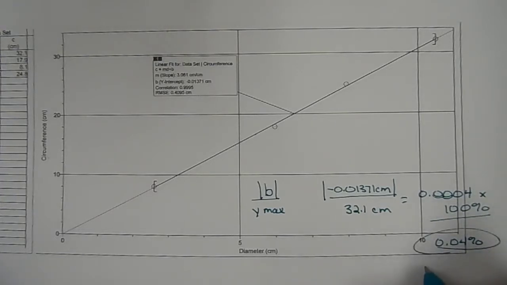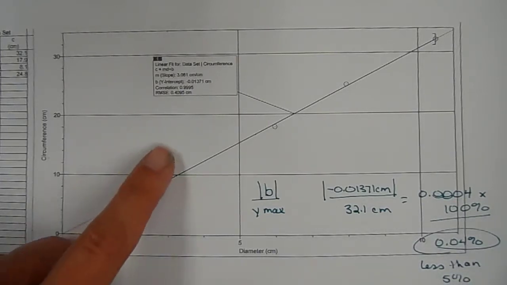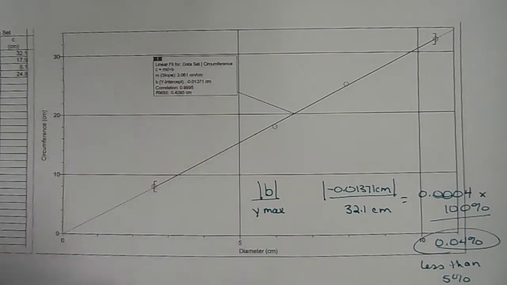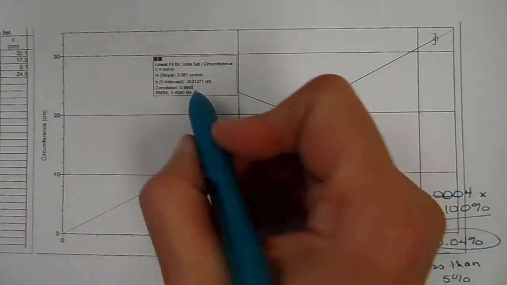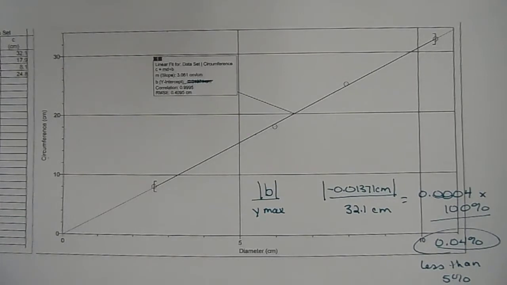If this number is less than 5%, either way, positive or negative, we can say that our y-intercept is negligible. We can ignore our y-intercept. So in this situation, since this is less than 5%, we can say our y-intercept doesn't matter. So we can come back and we can say we have 0 diameter, 0 circumference, our y-intercept is negligible. So we have good data.